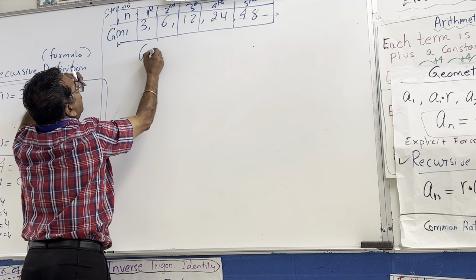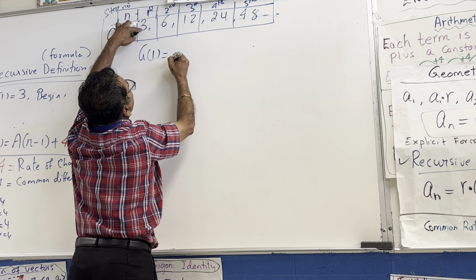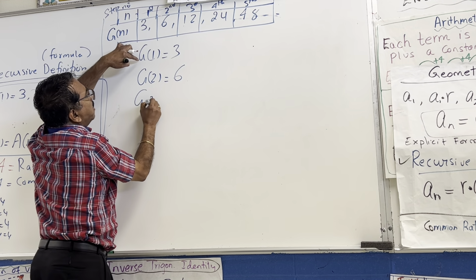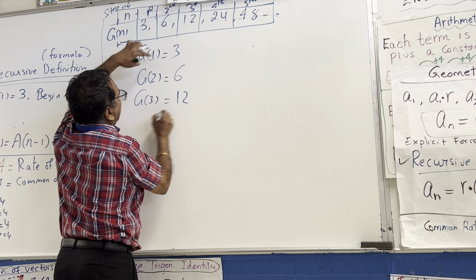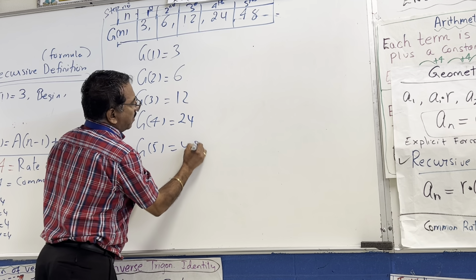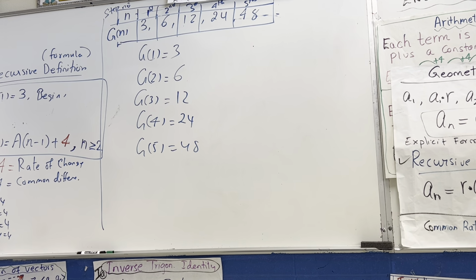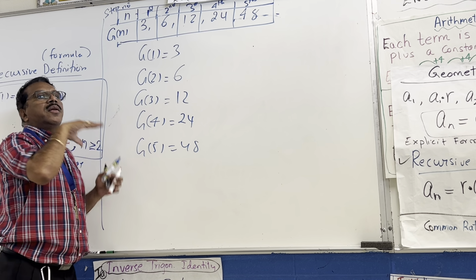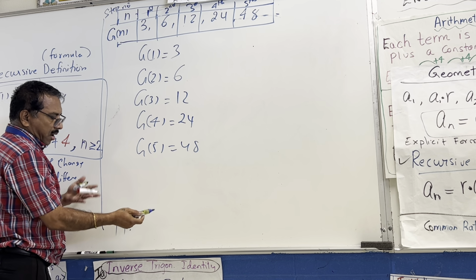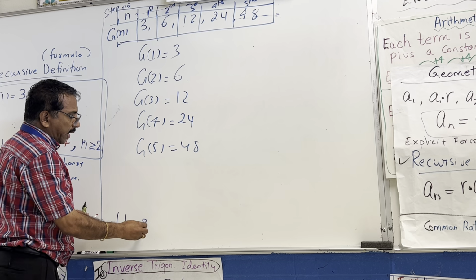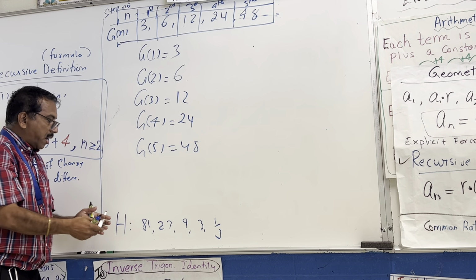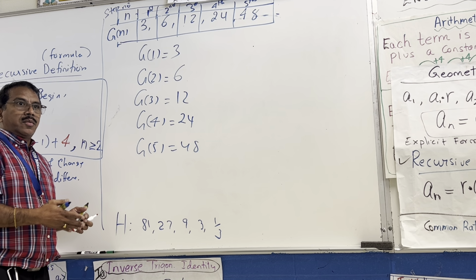So what this means is your G of 1, the number in the first position, is 3. G2, the number in the second position, is 6. The number in the third position is 12. G4 is 24, and so on, right? The main thing is, we just want to get used to this. The uppercase letters represent the sequence. I can write another sequence called maybe H, and write maybe 81, then 27, 9, 3, 1. So this could be another sequence where the name of the sequence is H. So it's just a name.